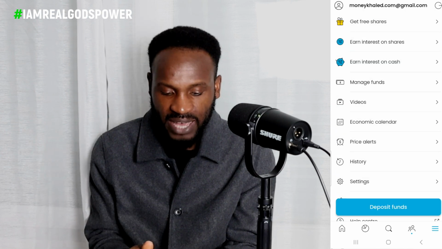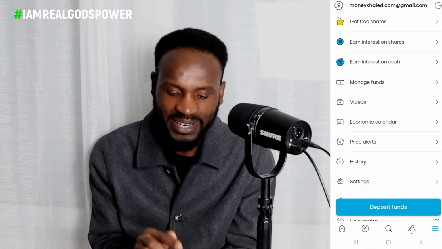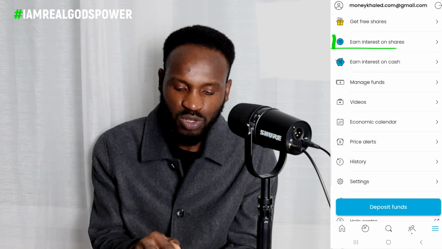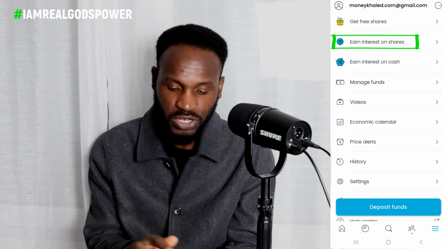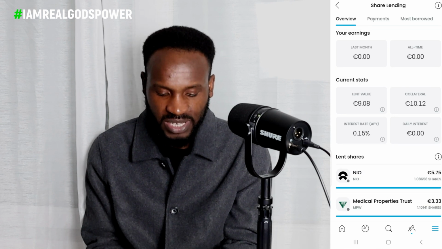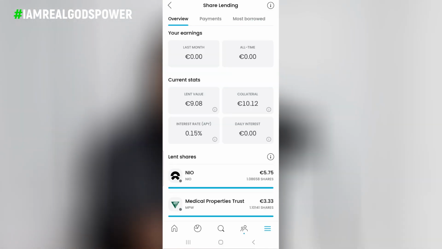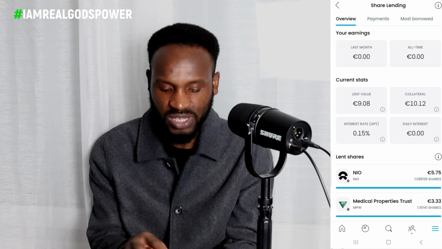Click on this three dot icon and you will toggle up. You will see at the top here a part where it's saying earn interest on shares. If you click on it, it's going to open up. So what you are going to be seeing here is the balance of what you have got in the last month, the last 2 months, the last 3 months.